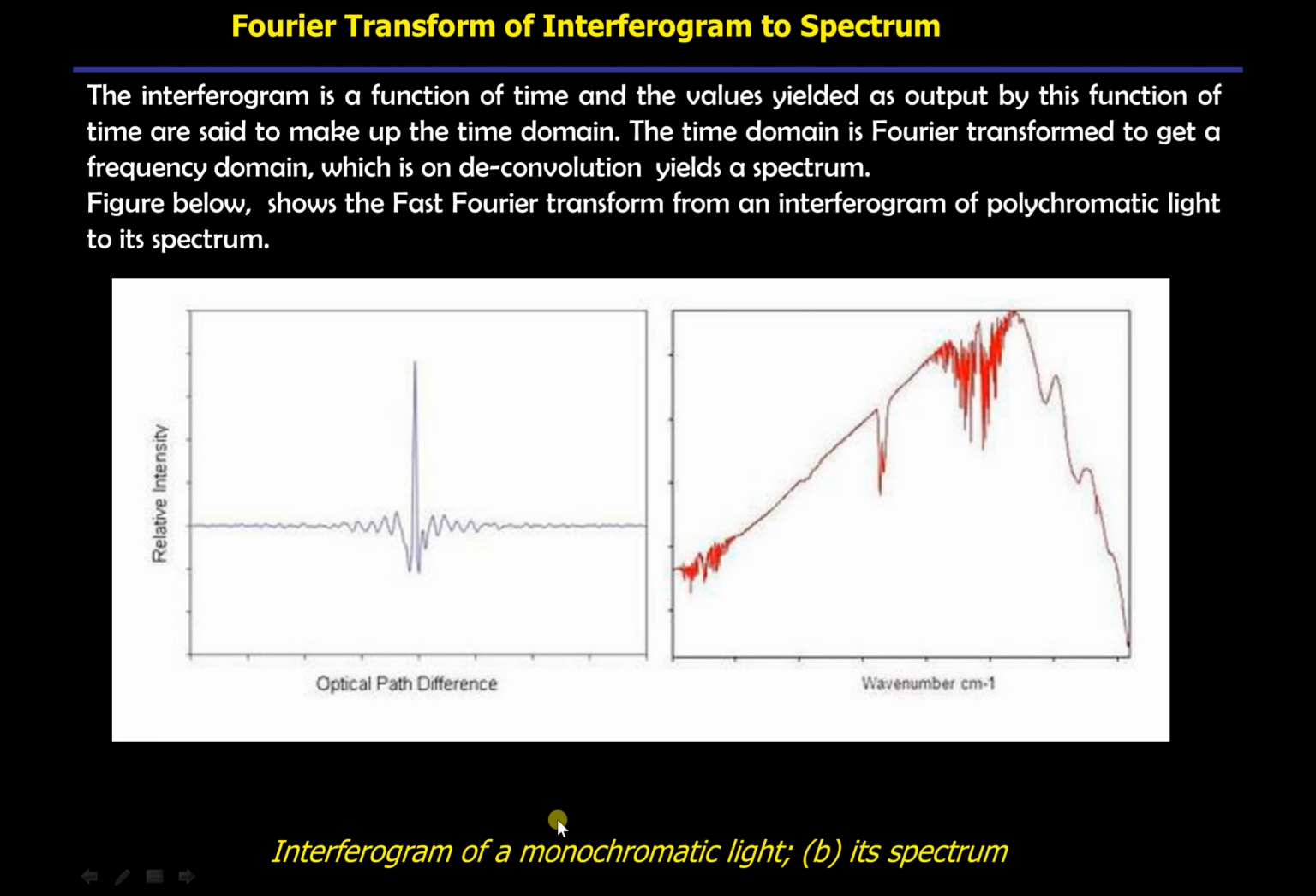The interferogram is a function of time, and the values yielded as output of this function are said to be in the time domain. The time domain is Fourier transformed into a frequency domain, yielding a spectrum. In this figure below, this is the time domain, an interferogram, and this is a spectrum in the frequency domain. The algorithm, the set of equations, integrations and other operations performed, is called the Fourier transform function or mechanism.